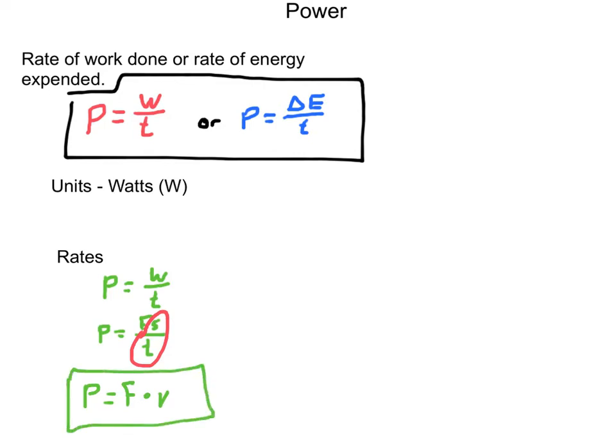So we have three equations. These two really are the same thing, work divided by time, and amount of energy expended, delta E, divided by time. And then power equals force times velocity.